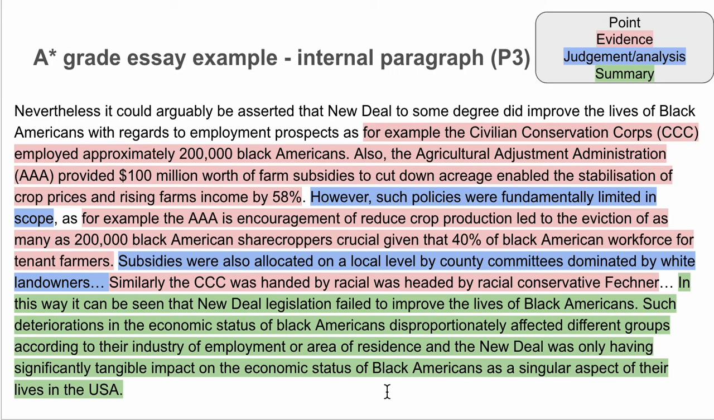And it's, again, using developed analytical language, and it's looking at, in this paragraph, the economic status of Black Americans. And it's talking about such deteriorations in the economic status of Black Americans disproportionately affected different groups according to their industry of employment or area of residence, and the New Deal was only having significant tangible effect on the economic status of Black Americans as a singular aspect of their lives in the USA. So it's really weighing this up against the other areas it's looked at, the social and political elements. So it's really clearly weighing it up there. So I think that's really useful to see.